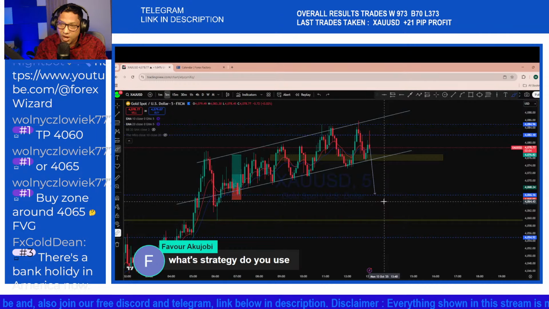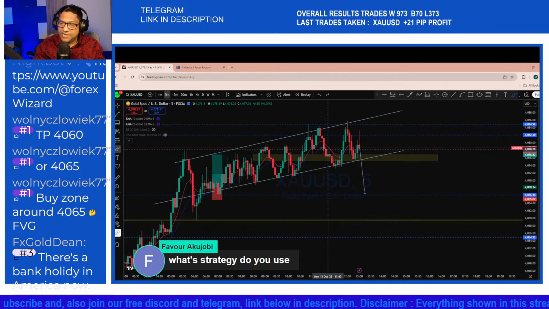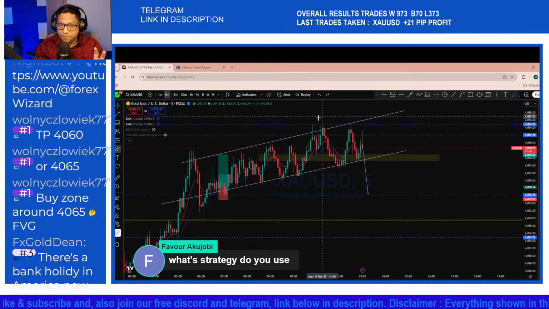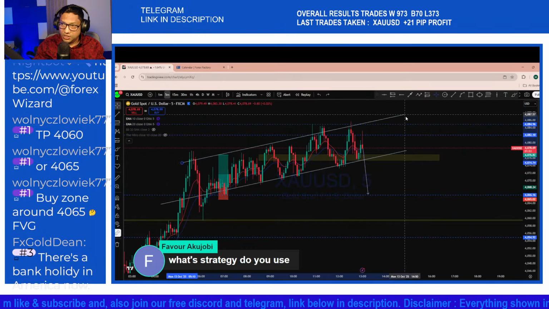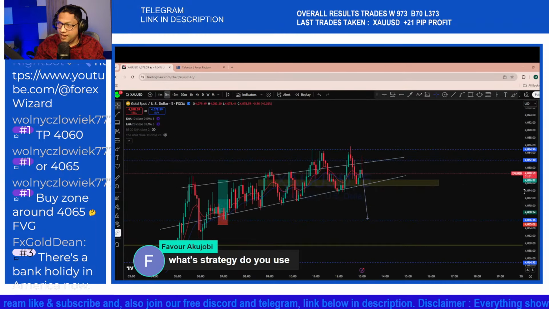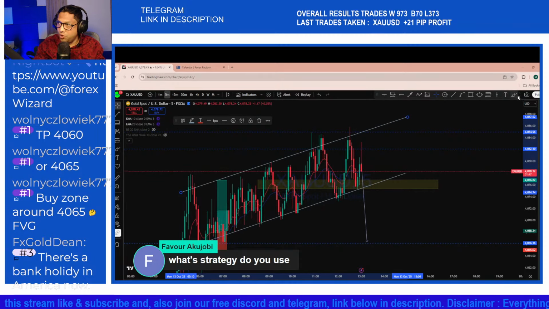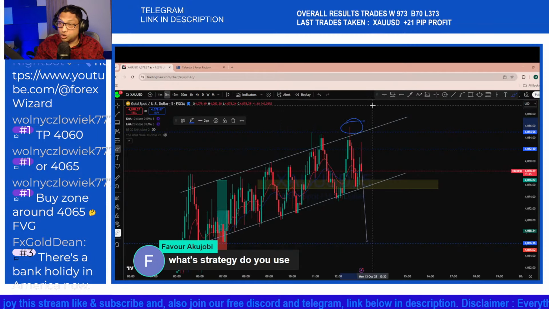Coming to that fair value gap is essential for us to enter, as with this channel there is a very important criteria that you can see. The market, the candle is not closing above this area. If you look at here, you can see the candle is not closing above.